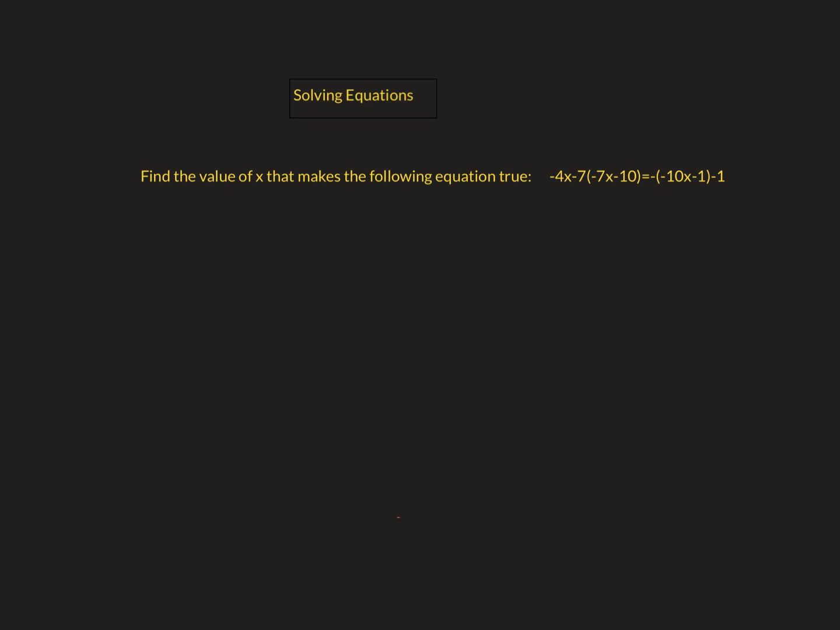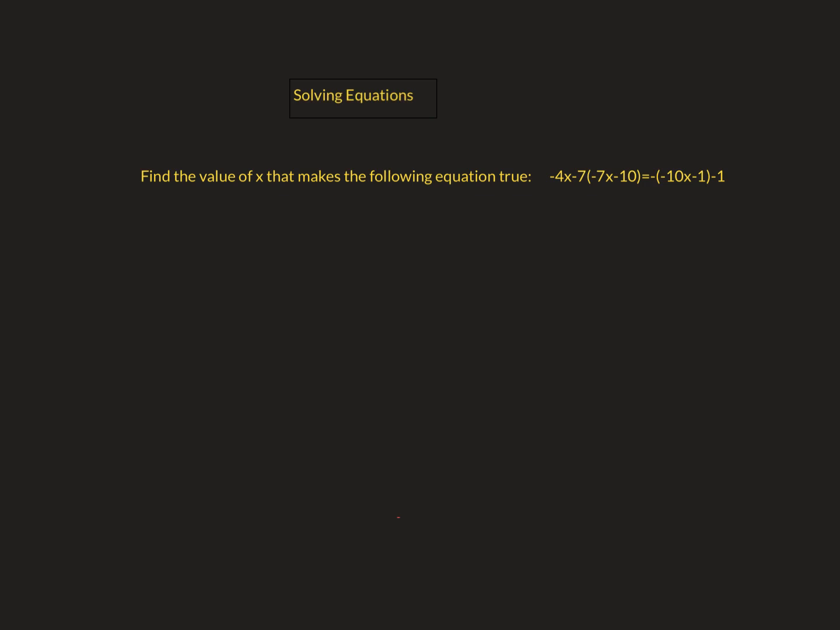So we're going to start with solving equations. I'm going to show you a different approach from what we learned in class. So the first one that we have here is find the value of x that makes the following equation true. Negative 4x minus 7, parentheses negative 7x minus 10 equals negative, parentheses negative 10x minus 1, parentheses minus 1.